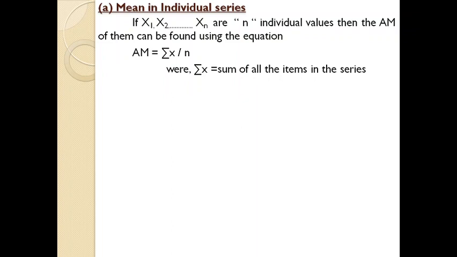Here sigma x means the sum of all items in the series. In the series, you might be given a group of values or numbers, and those numbers are known as x. If you take the sum of all those numbers given to you, it is known as sigma x. Here you see an inverted sign; it is known as sigma. Sigma x means the sum of all the items in the series, and n represents the number of items. We have discussed that part, and we will be discussing it in detail during the problem area.